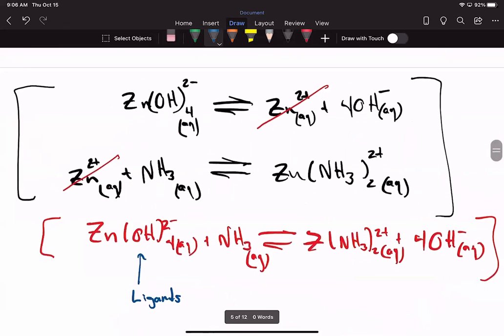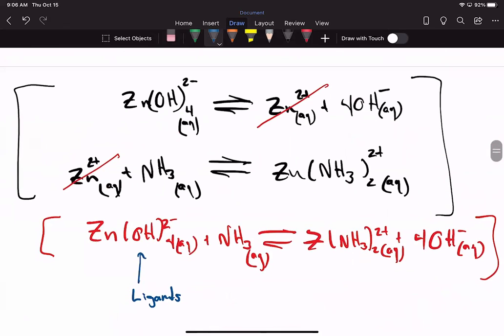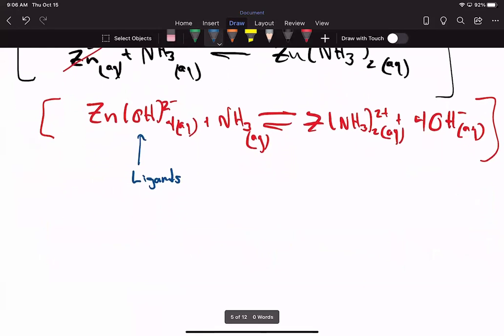And by taking these complex ions, these acid-base adducts, we can change these ligands to come up with other acid-base adducts. Let's take a look.